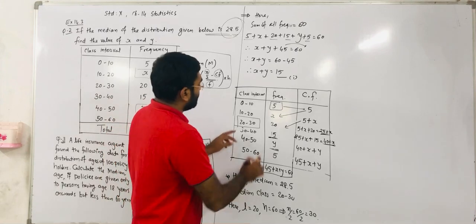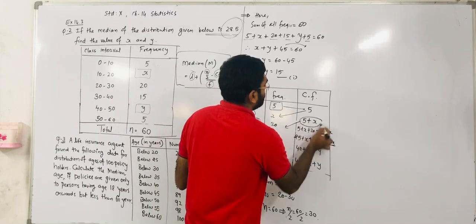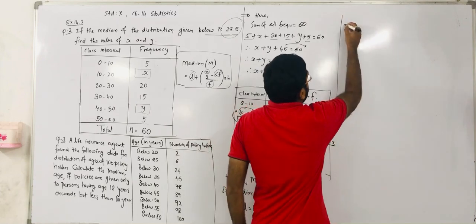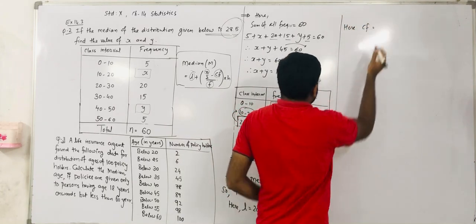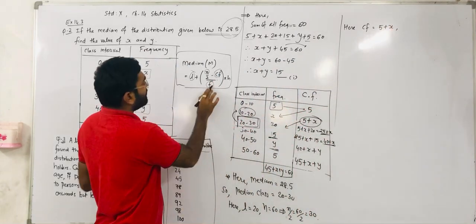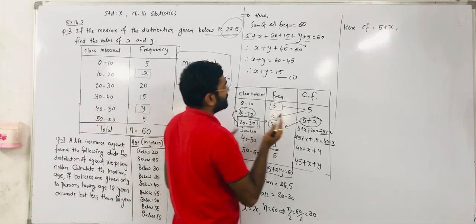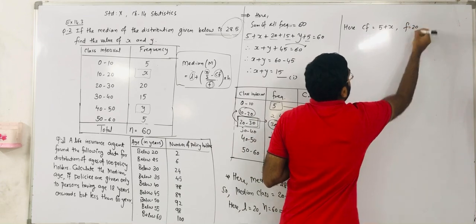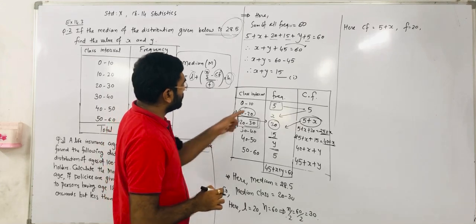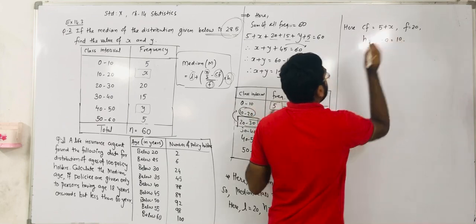CF is the cumulative frequency of the class preceding the median class, and here CF is 5 plus x. In the formula we also require the F value, which is the median class frequency. F value is 20. Next we take H, the class width. Classes are continuous, so from the first class, upper limit minus lower limit, we get H equal to 10.